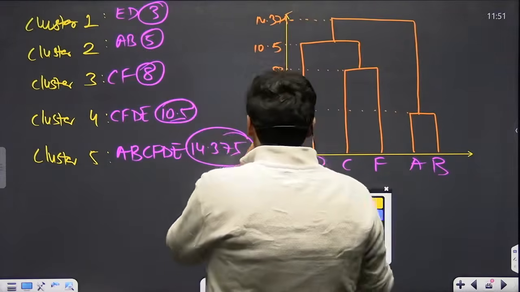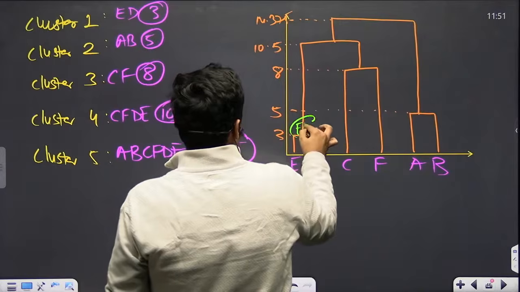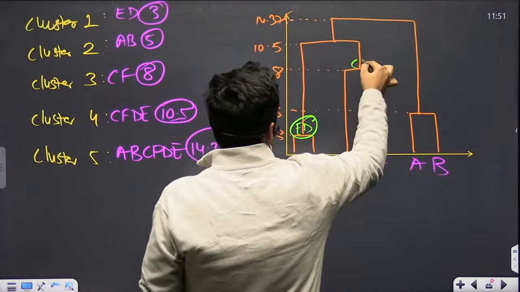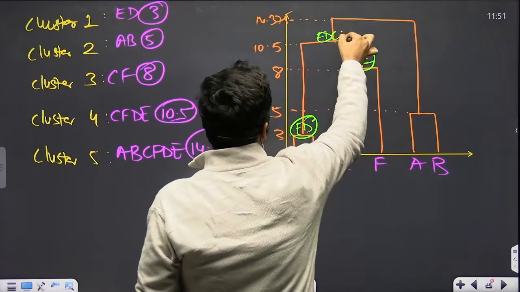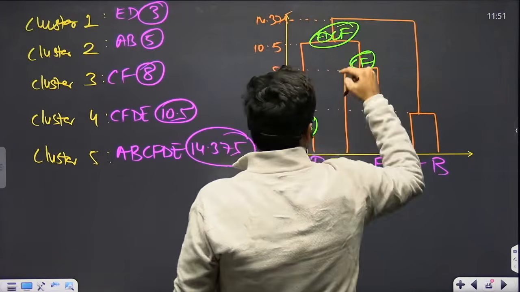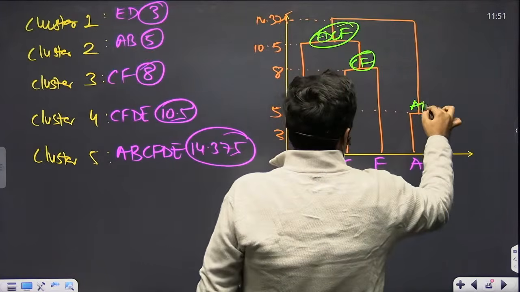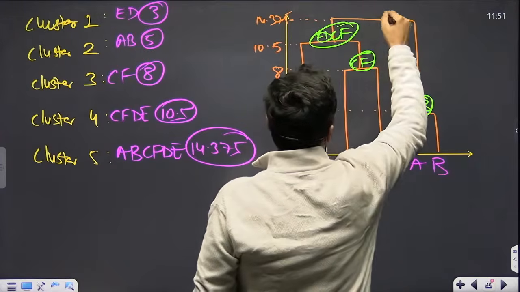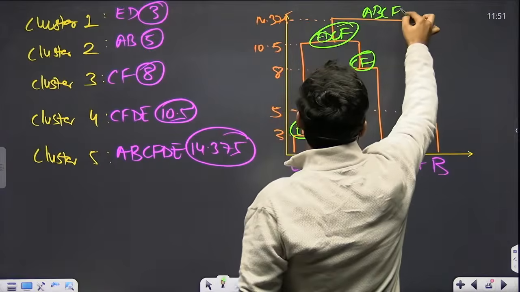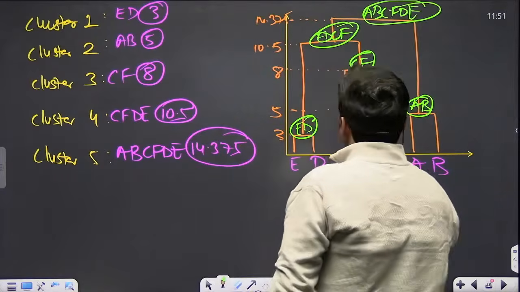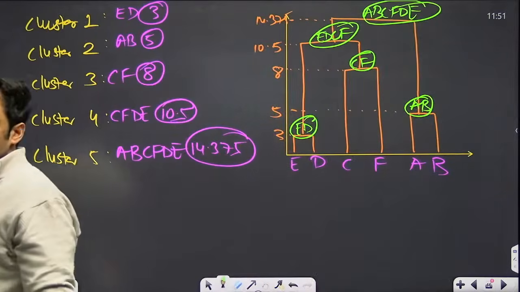Okay, so if you want you can just name this as ED cluster. Here you can name this as CF cluster. Then you can name this as ED CF cluster, and here you can name it as AB cluster, and this cluster as ABCF DE cluster. So this is how you can name all these clusters.